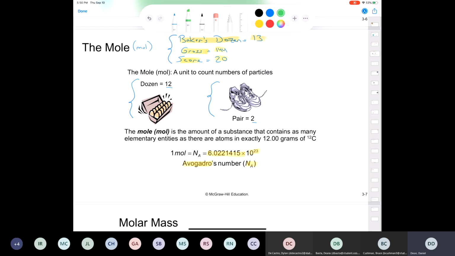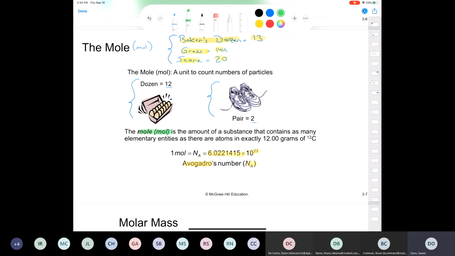Now let's back up to this definition here. It says the mole is the amount of substance that contains as many elementary entities as there are exactly atoms in 12 grams of carbon. And what did we know about 12 grams of carbon? We know that in 12 grams of carbon, we have 1 mole of carbon atoms.